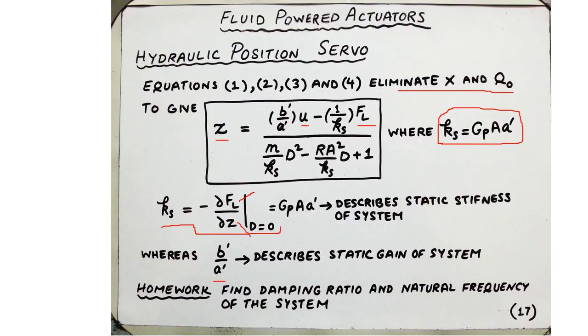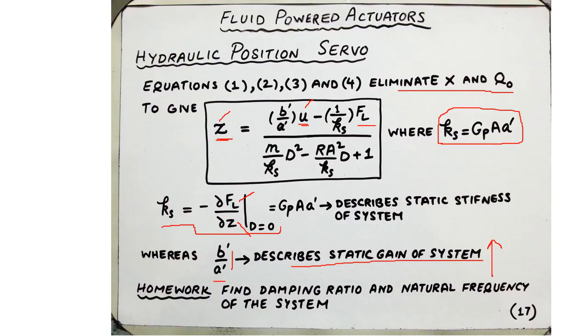And b prime over a prime defines the static gain of the system. So this was the quantity we wish to try to maximize. If b prime over a prime is large, then for small u we can have large z. In fact, it is the opposite. So let me correct myself. This has to be large so that small displacement at the input leads to large displacement of the mass.